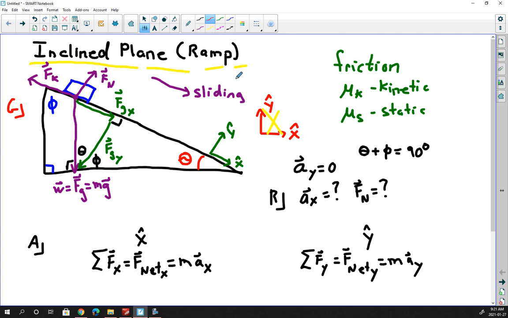Now let's assume the mass is 1 kilogram. Let's assume theta is, I don't know, 40 degrees. And let's say that the mu k coefficient of kinetic friction is 0.1. So now we have a complete given. We have our given, we have our required, and we have our analysis.